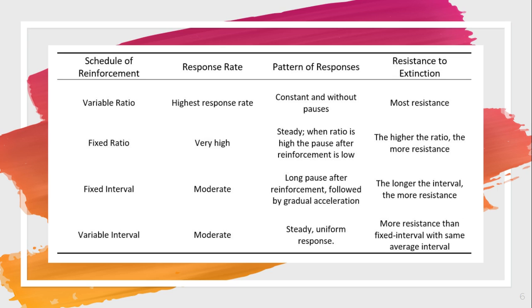In this case, it says more resistance than fixed interval with the same average interval. This just means that if the fixed interval is, say, 5 minutes and the variable interval is also 5 minutes, then variable interval will be stronger. In variable interval, that would be an average of 5 minutes. So each reinforcement would come after about 5 minutes in that example.